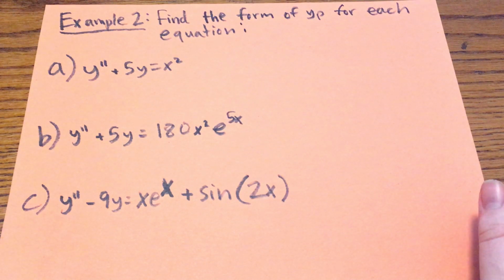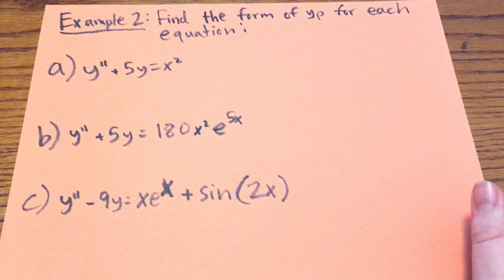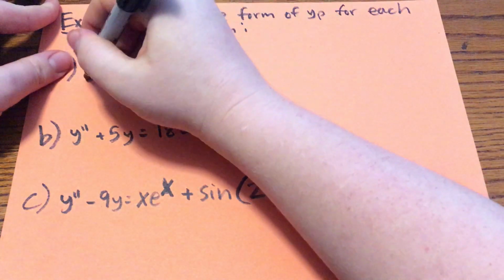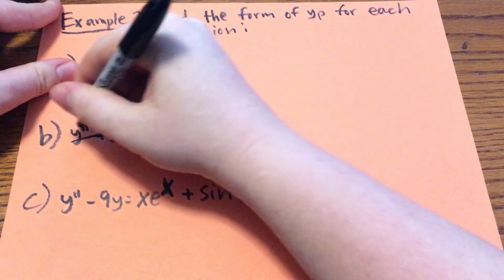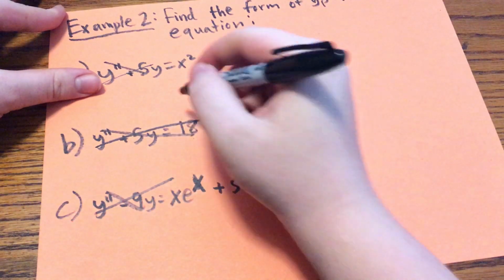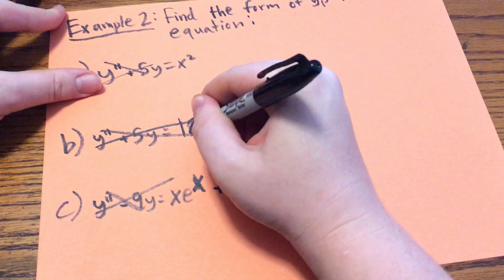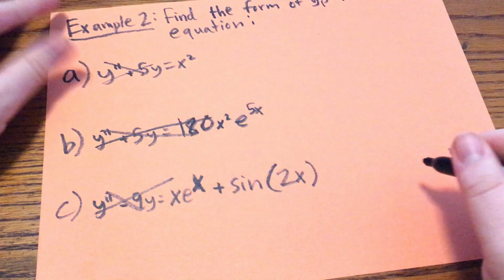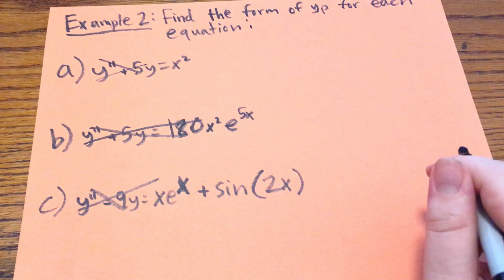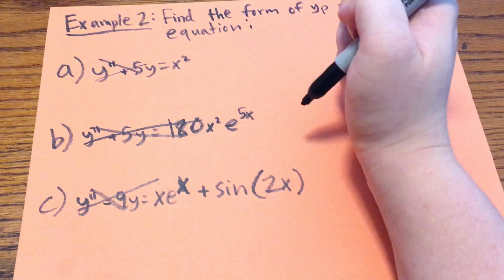Okay, let's go to part A. Remember, we only care about the right side, so for all of these, let's just x out that left side. Whoops, I accidentally x'd out a little bit of this. But we want to keep that 180, even though it doesn't matter. We still want to keep it. So for part A, all we care about is this x squared.